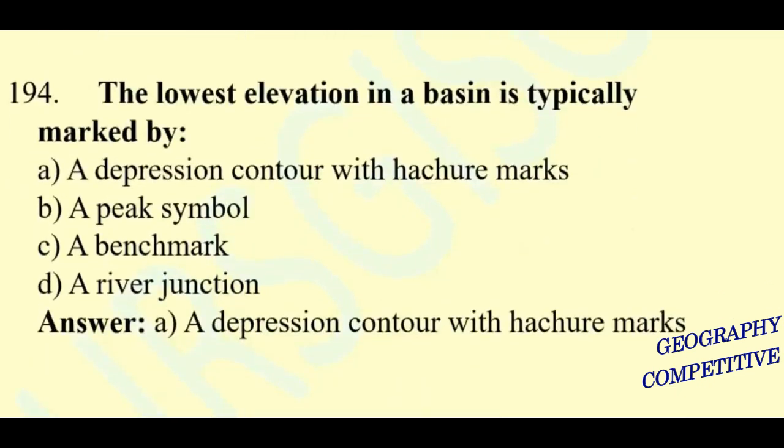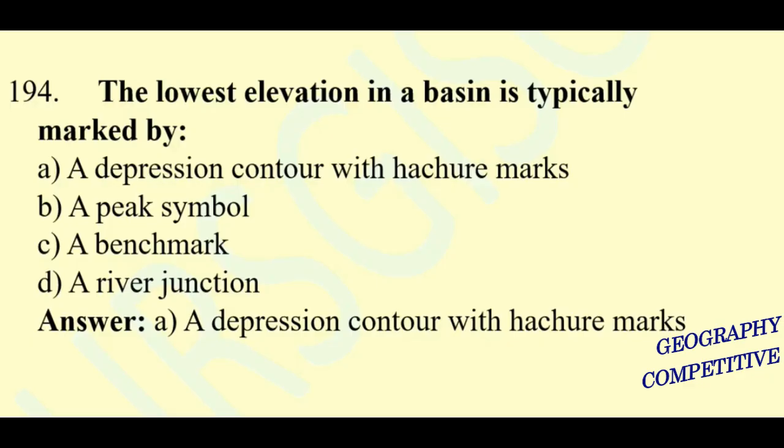Question 194. The lowest elevation in a basin is typically marked by a depression contour with hachure marks, a peak symbol, a benchmark, a river junction. Here the right answer will be a depression contour with hachure marks.